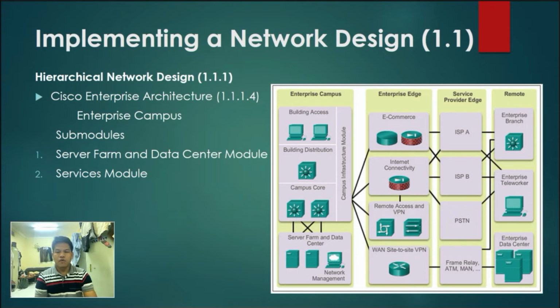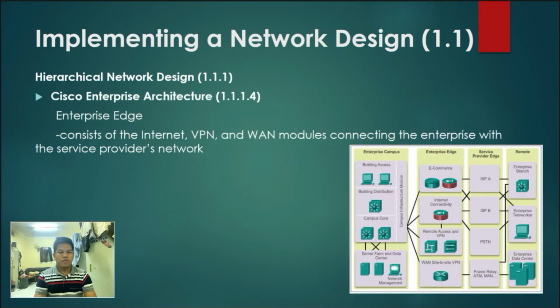The access layer module contains layer 2 or layer 3 switches to provide the required port density. Implementation of VLANs and trunk links to the building distribution layer occurs here. The distribution layer module aggregates building access using layer 3 devices. In addition to these modules, the enterprise campus can include other sub-modules, which are the server farm and data center module and the service module.